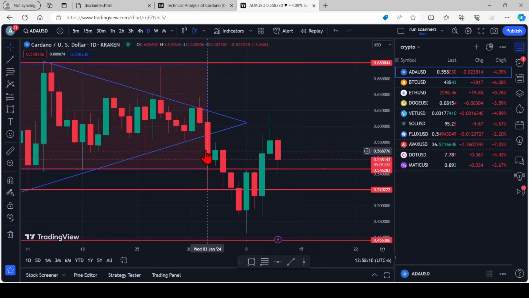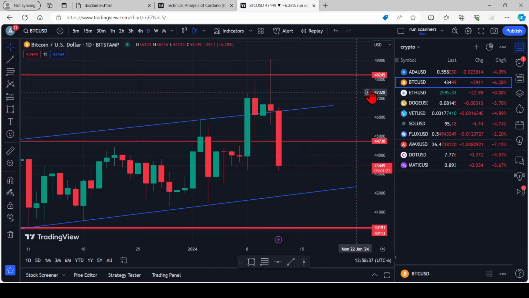Nonetheless, ADA has not done a good job of recovering since. We fell below this important level of 0.52, almost hit 0.45. We have over the past 4 or 5 days started creeping back up. And part of this, actually probably all of it, was due to the fact that the Bitcoin ETFs were approved, and that's why you see these green bars right here.